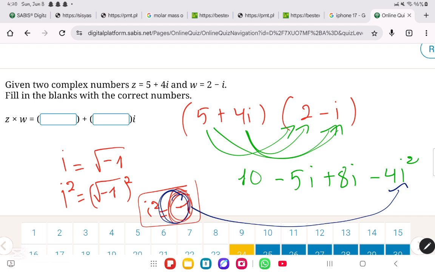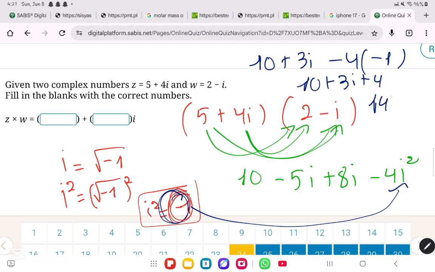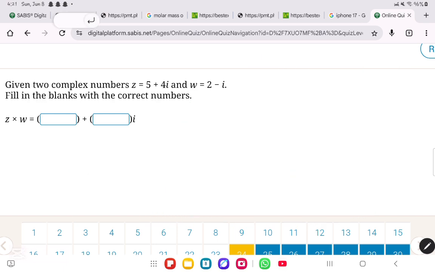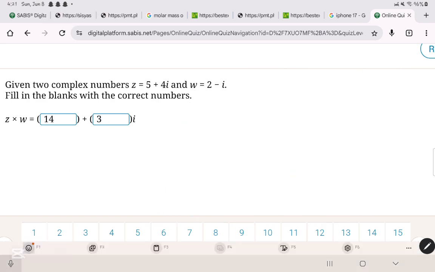So if you simplify everything, it's going to be 10 plus 3i minus 4i squared, but substitute the i squared by minus 1. So 10 plus 3i plus 4, so then it's going to be what? 14 plus 3i. So very simply, it's going to be 14 plus 3i.